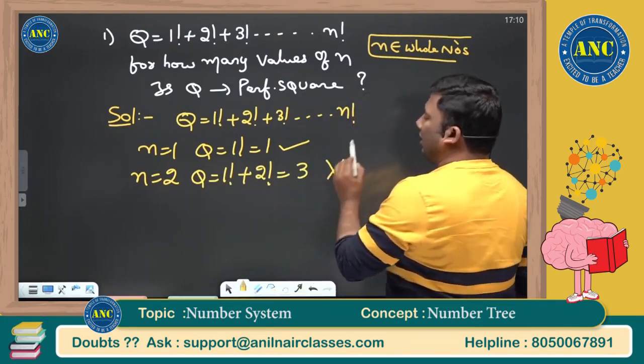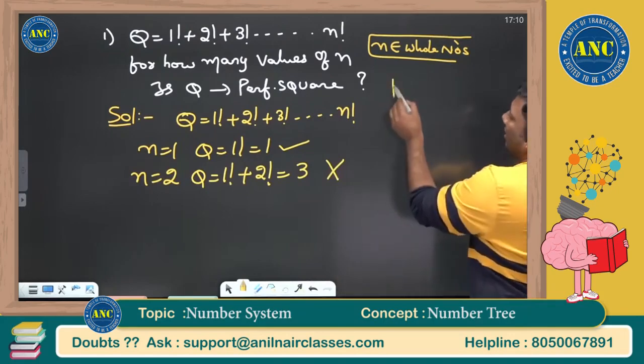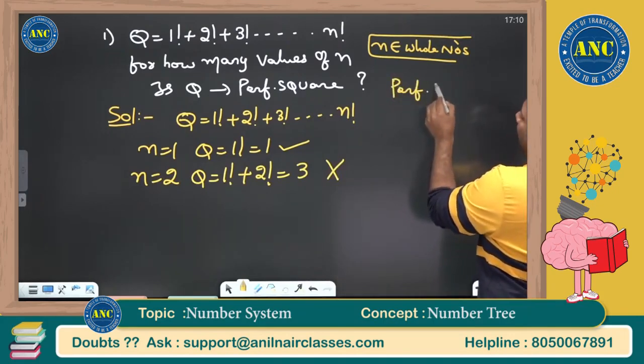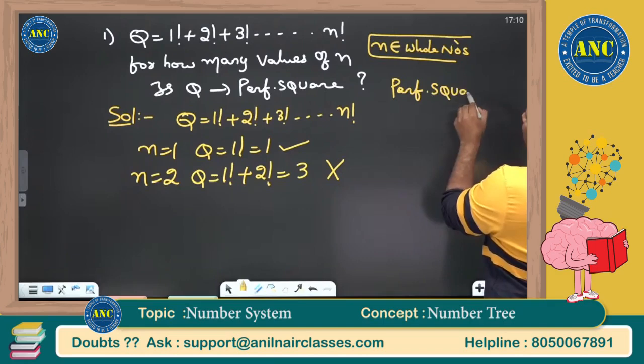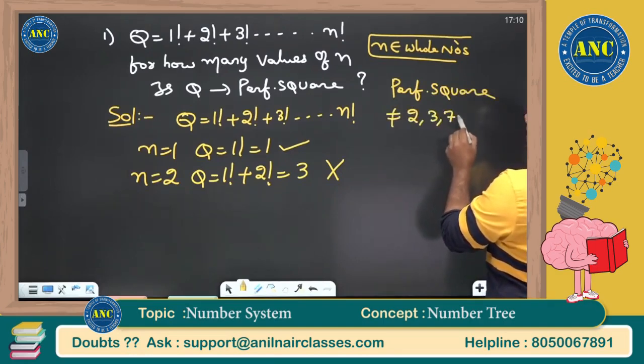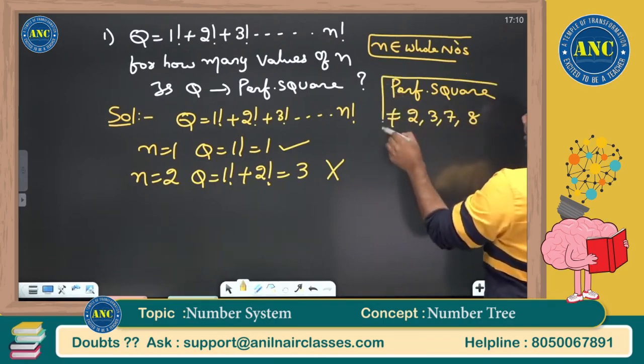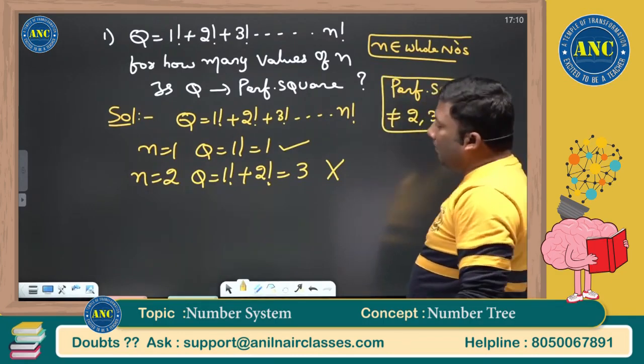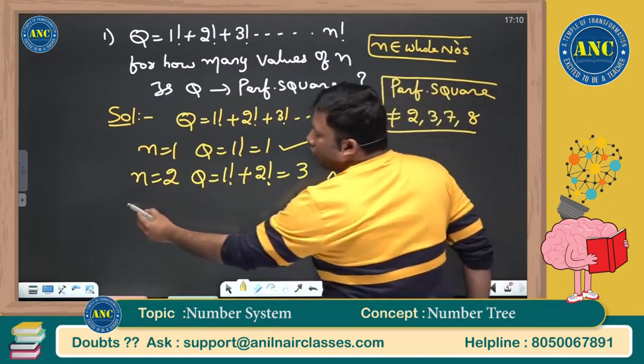1 plus 2, 3. 3 is not a perfect square. Why? Because a perfect square never ends with 2, 3, 7 or 8. Any number ending with 2, 3, 7 or 8 is not a perfect square. So n equal to 2 is out.